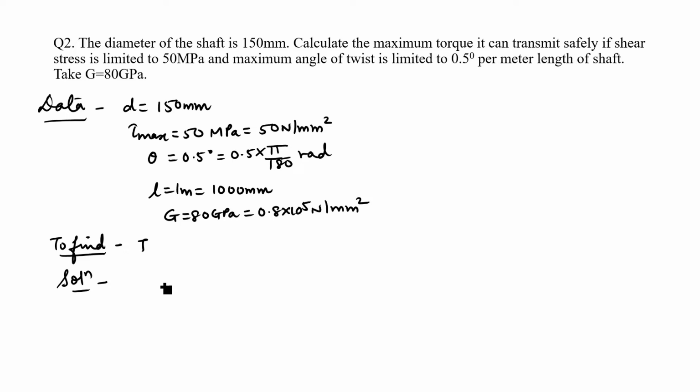If you observe here, the value of power is not given, so I don't have to use the formula of power. Neither is the speed given to me. So I can directly go for the formula of rigidity and strength criteria. Let's start with the first one, that is strength criteria.